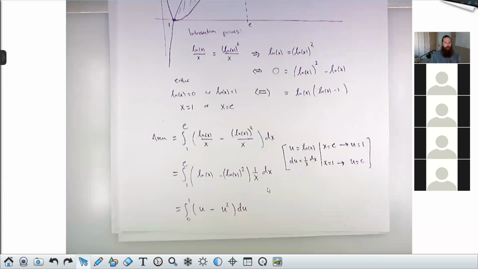So every piece here is important. It's important that you remember to change the bounds. When x is equal to 1, u is equal to the natural log of 1. Oh, well, the natural log of 1 is 0, so my new lower bound is 0.